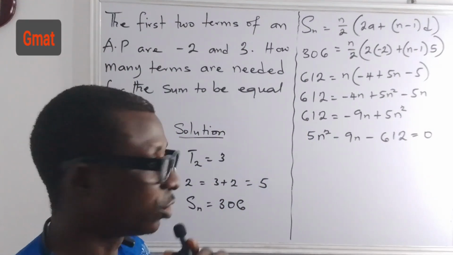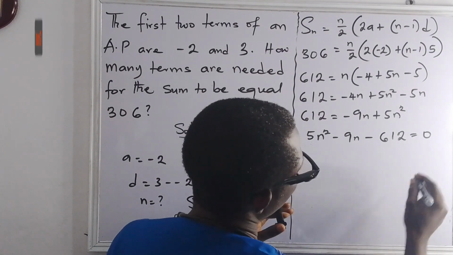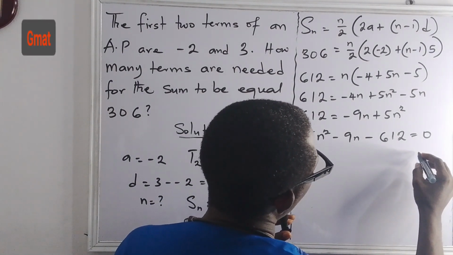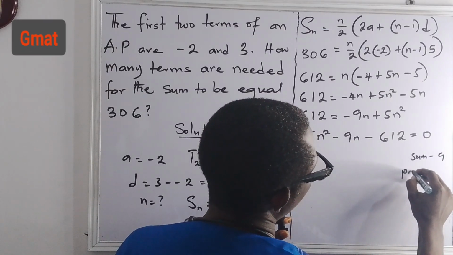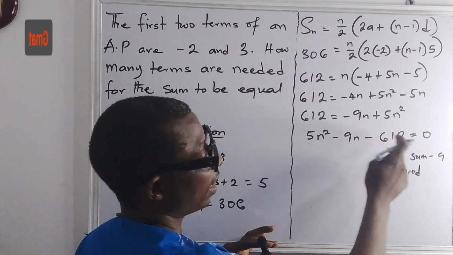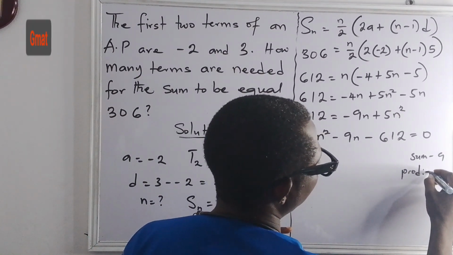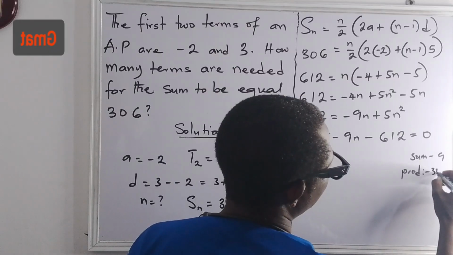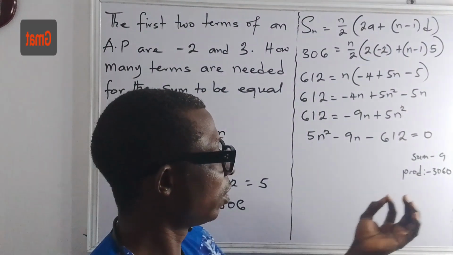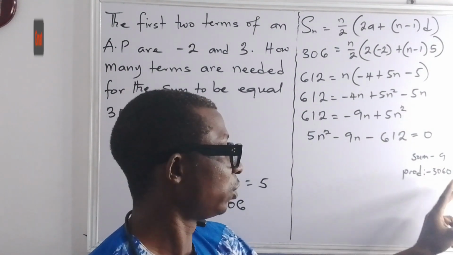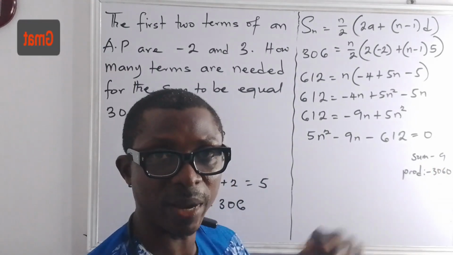Okay, now the next thing is to solve this equation. All right, so how do we do this? So we have the sum and product. Sum is minus 9, and product will be the multiplication of 5 and minus 612. That gives you minus 3060. Okay, now you look for two numbers such that when you multiply the two numbers together they give you minus 3060, and when added together you have minus 9.